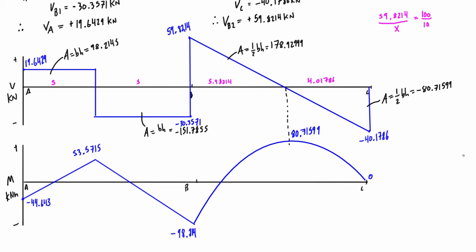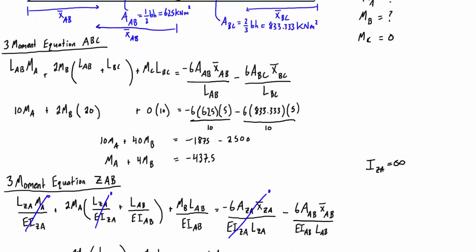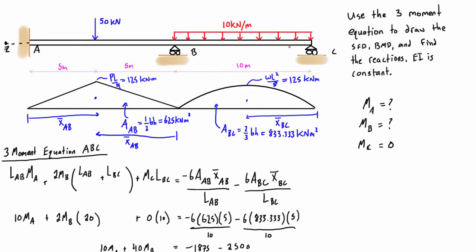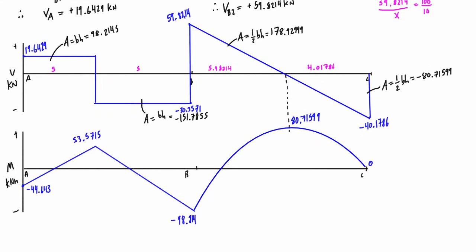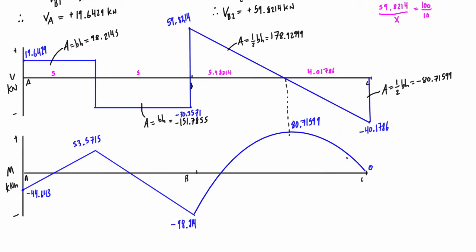this was the end of a span right there, and we already knew from the beginning that MC had to be equal to 0. All right, so we got the shear force diagram, we got the bending moment diagram. The only last thing that we have to consider is just figuring out what the reactions are.